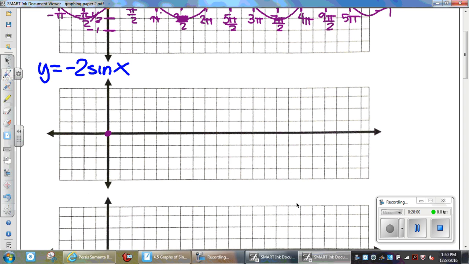Now the period hasn't changed yet, so let's just do the x-axis the same way, pi over 2, and then pi, yeah, that's okay. And then 3 pi over 2, 2 pi, and just keep doing that. 5 pi over 2, 3 pi, 7 pi over 2, 4 pi, yes. And then in the negative direction.